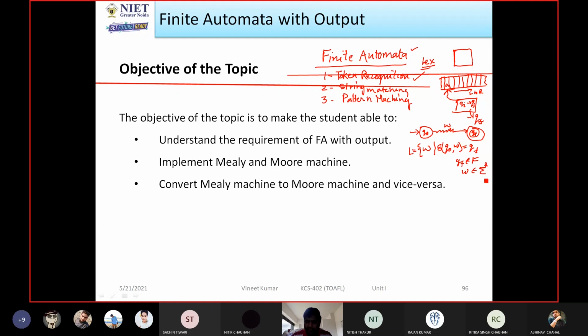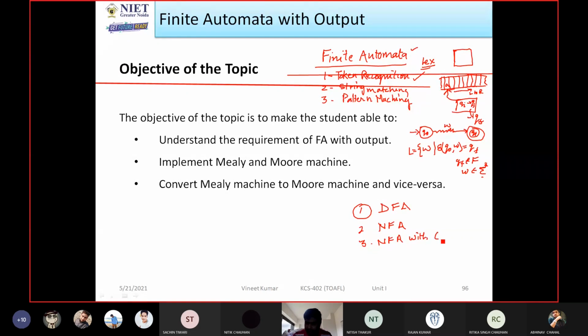Sigma star means the set of all strings over sigma, right? And you have seen there are three types of finite automata you have seen till now. One is called DFA, that is deterministic finite automata. Another is called NFA, that is non-deterministic finite automata. And third one is called NFA with epsilon, right?